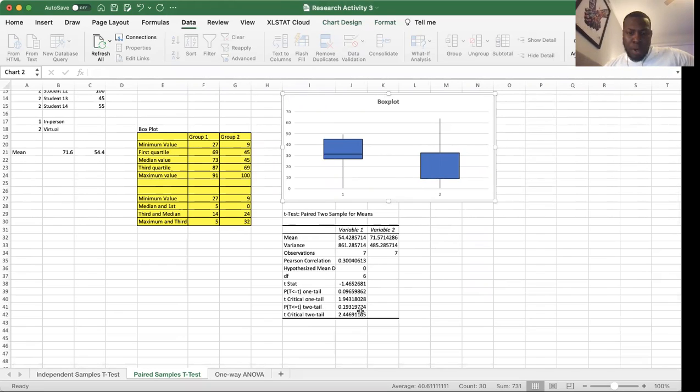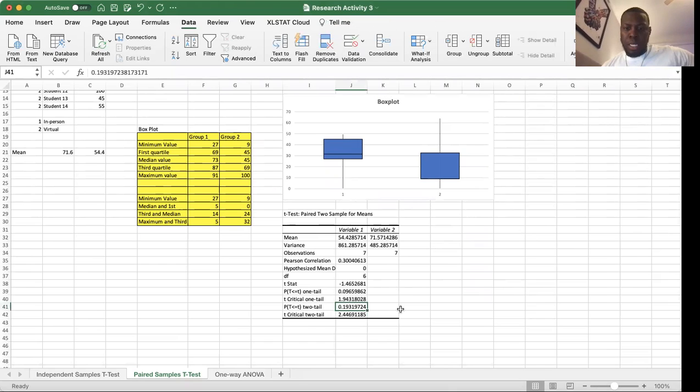Then I'm going to look at the p-value once again, and my p-value is 0.1. Now, it has to be less than 0.05 in order to reject the null hypothesis. But since this is not lower than 0.05, which is the alpha, then I could once again accept my null hypothesis based on my paired samples t-test.